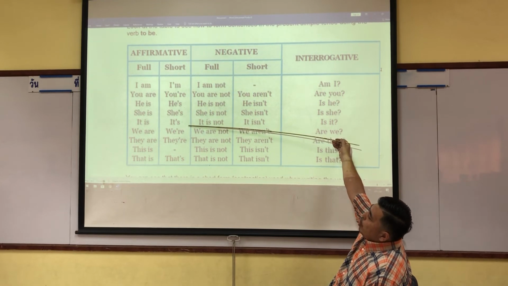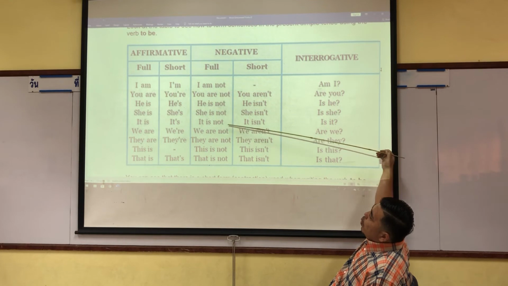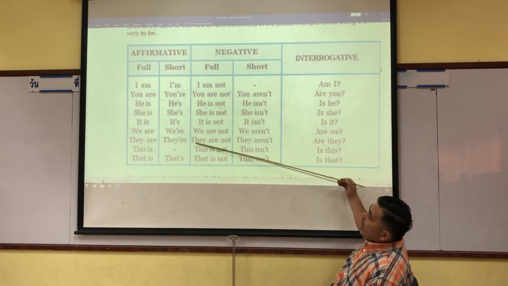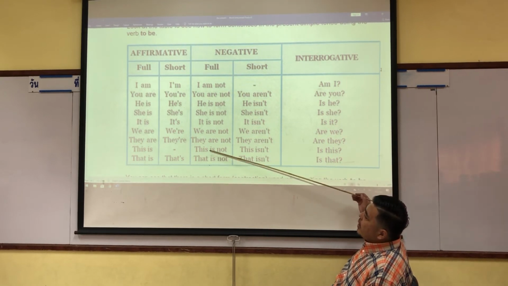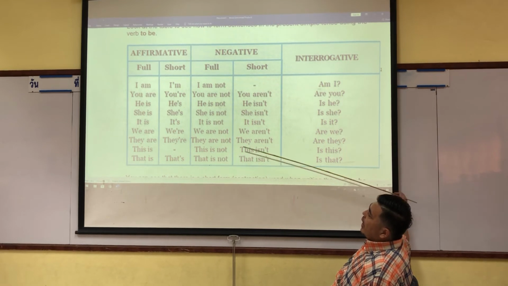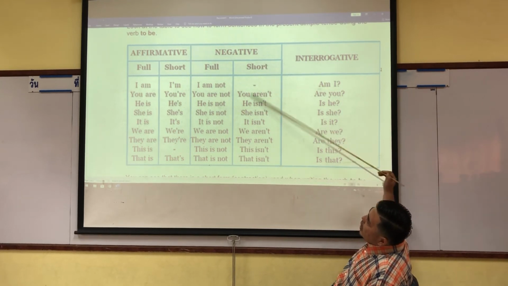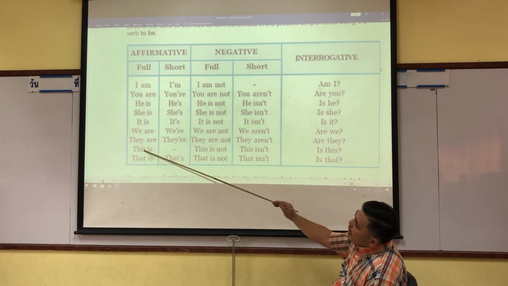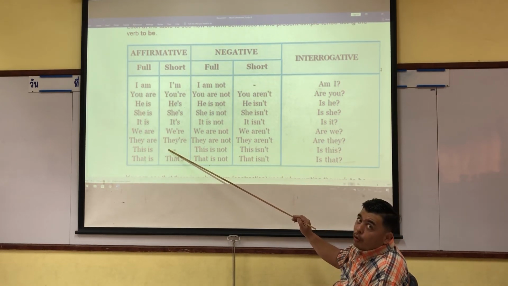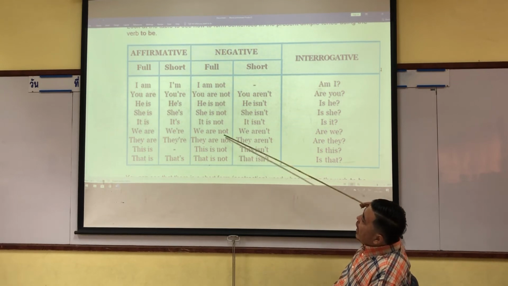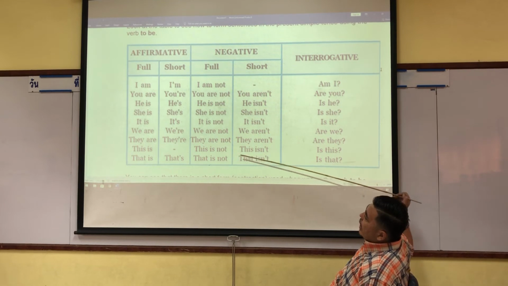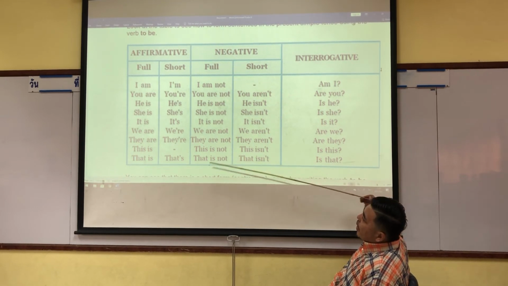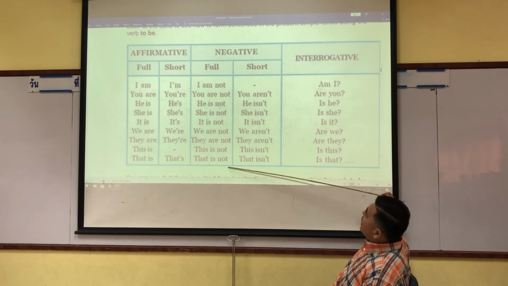Now we're moving on to we are not. We aren't. They are not. They aren't. This is not. This isn't. Now this one here, we have a short form because, with this is, we cannot make a contraction, but this one here has not. So we can make the contraction there. We just take out the O and add an apostrophe. This isn't. That is not. That isn't.